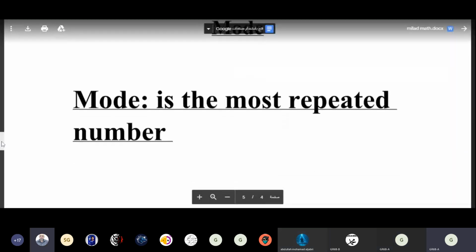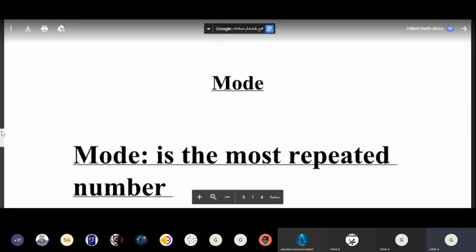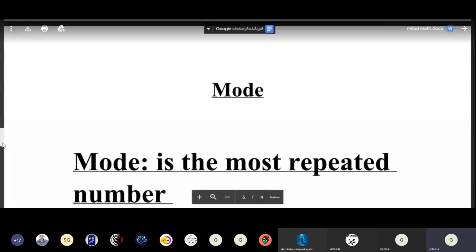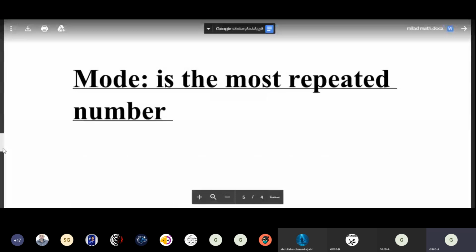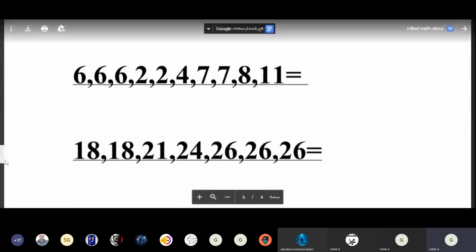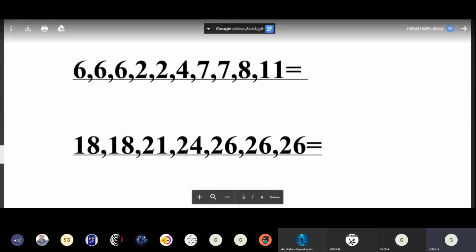Okay, now mode. I think everybody knows mode, but you should take another idea. It's the most repeated number. Let's see examples of the most repeated number. 6, 6, 6, 2, 2, 4, 7, 7, 8, 11. In your mind, which is the most repeated number? It is 6.